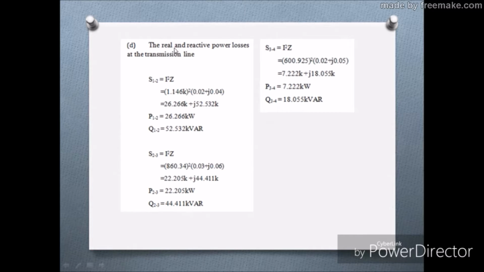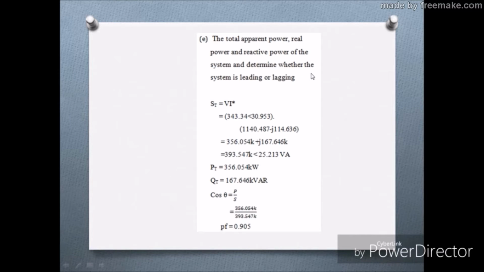So for D, we have to find the real and reactive power loss at the transmission line. So the formula that we're going to use is S equal to I squared Z. For Z, we're just going to use the transmission line value. So for S12, this is the value that we got. So S equal to P plus JQ. So from this we get to know the value of P and the value of Q. So we use the same formula for line 2-3 and line 3-4.